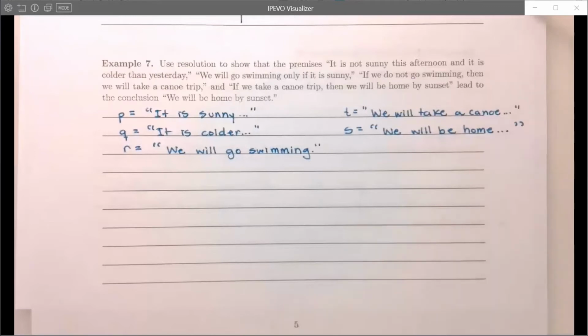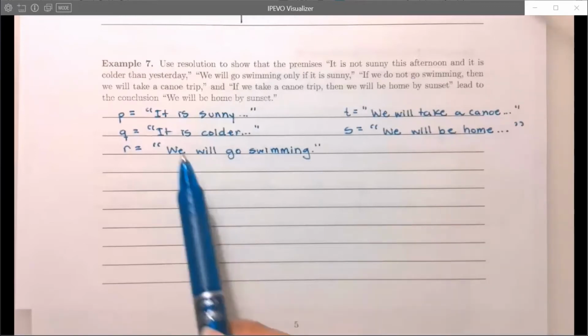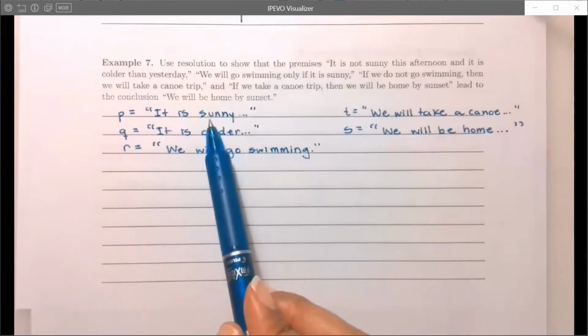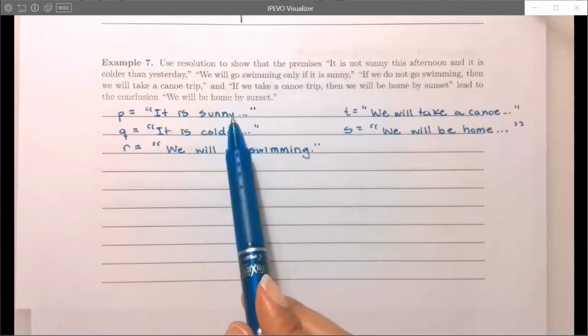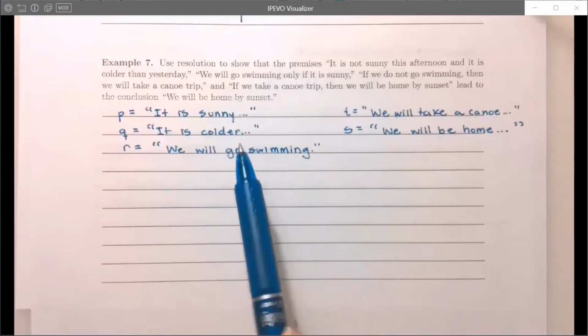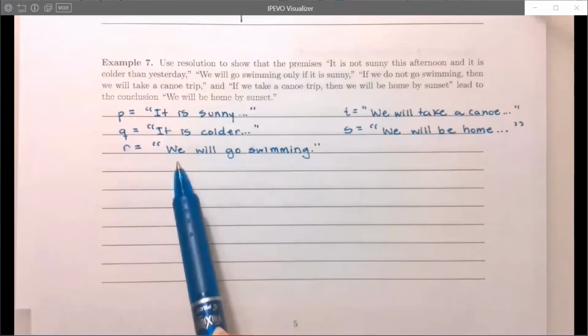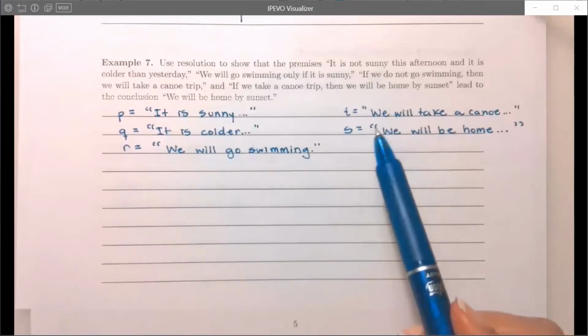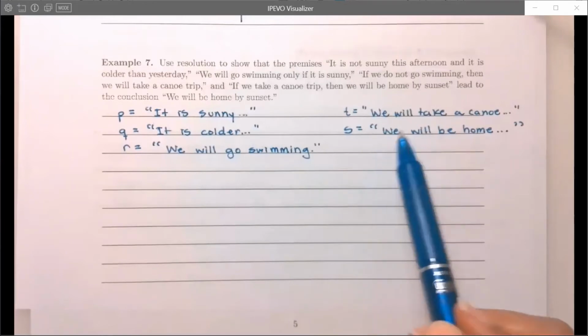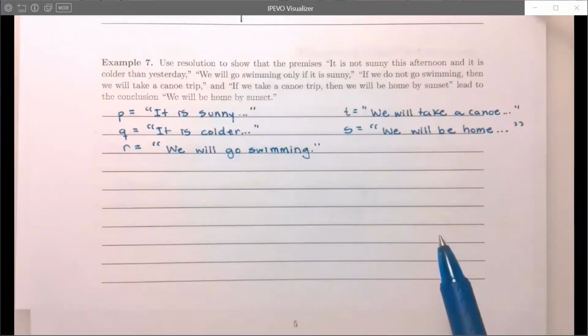So I'm using P, Q, R, T, and S in the following way. P is, it is sunny this afternoon. I've just not completed it, just dot, dot, dot. It is colder than yesterday would be Q. We will go swimming is R, and T is we will take a canoe trip, and then the last one, we will be home by sunset, is S.